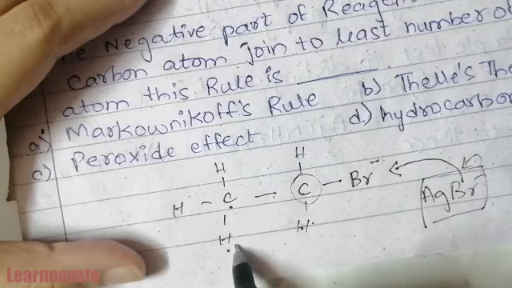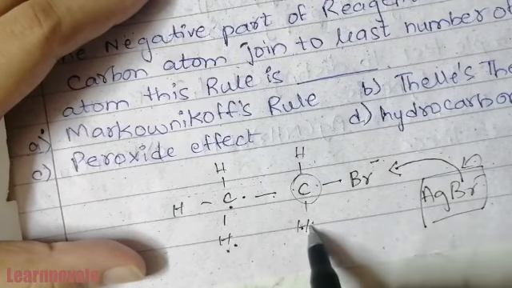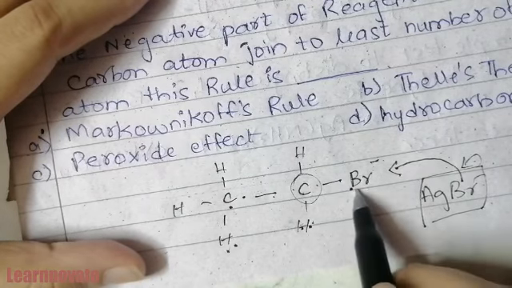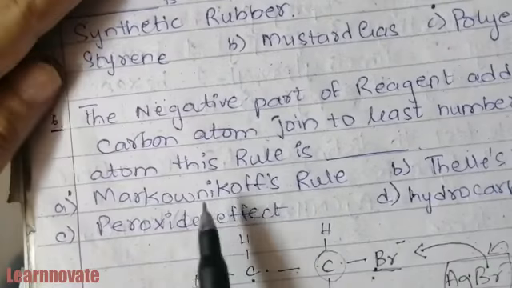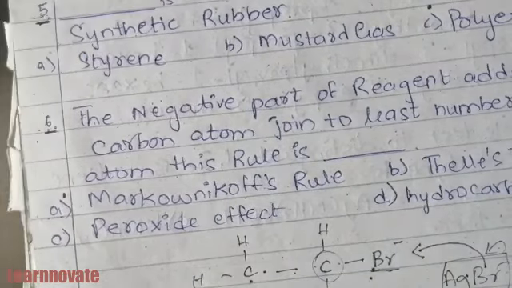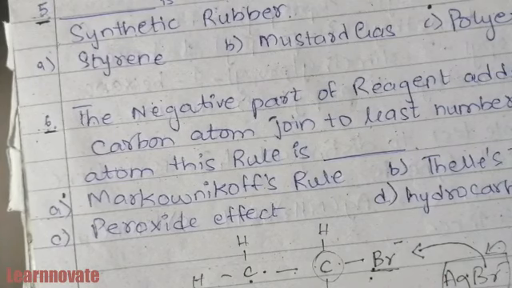Here you can see there are 3 hydrogens on the adjacent carbon, but here there are 2 hydrogens, so one bond is free for receiving the negative part of the reagent. This rule is Markovnikov's rule. Option number A for question number 6 is correct.